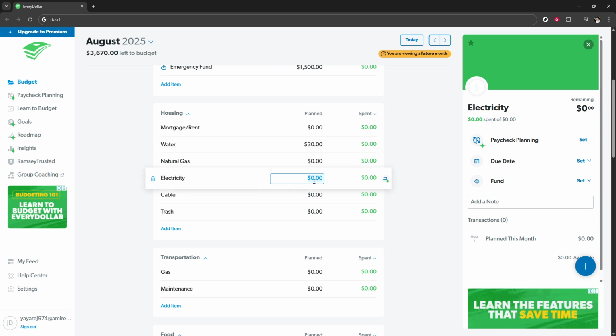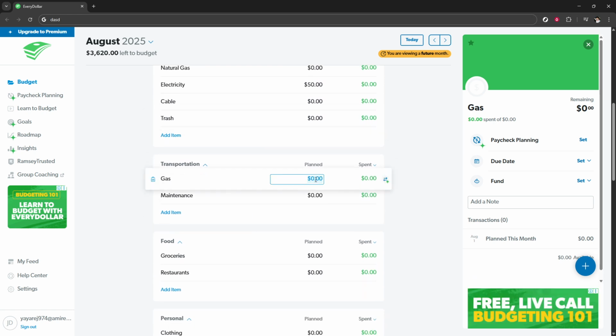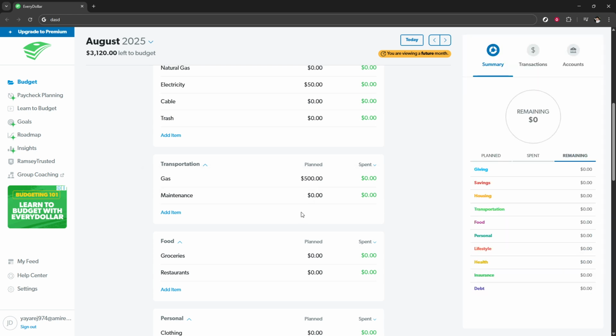Then there's transportation to consider. This budget category can include fuel costs, car maintenance, or if you use public transit, your monthly bus fare. Make sure these items are captured so you never find yourself short on cash to get from one place to another.